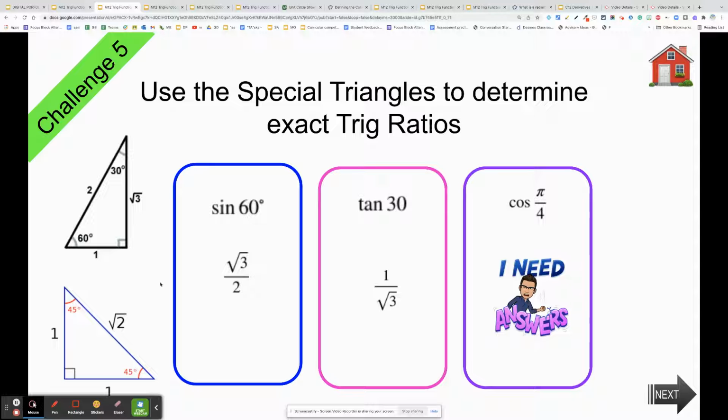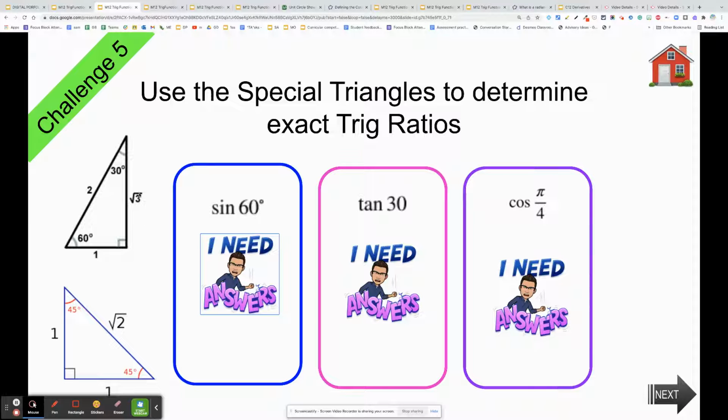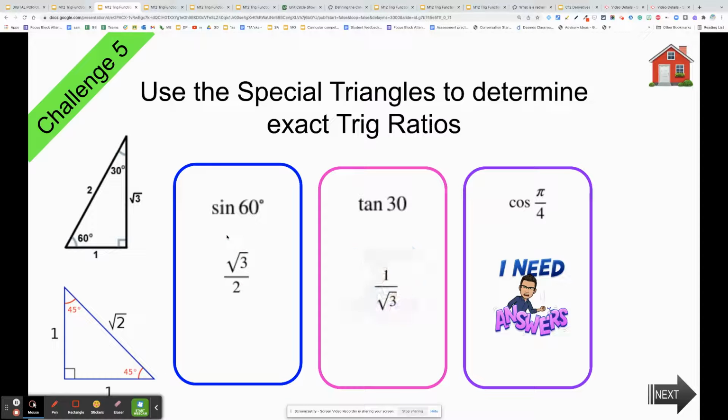So the sine of 60 is, if we look at 60, opposite over hypotenuse, root 3 over 2. So there you go. And tangent of 30 is going to be opposite over adjacent, 1 over root 3. And you could rationalize the denominator here if you wanted, or leave it as it is. If you wanted to rationalize, you'd multiply top and bottom by root 3. The cosine of pi over 4, which is the same as 45 degrees. I'm looking at this special triangle here, and the cosine is adjacent over hypotenuse, 1 over root 2.